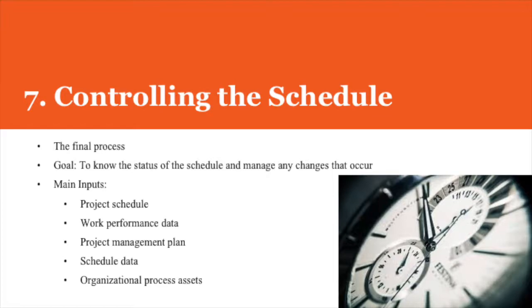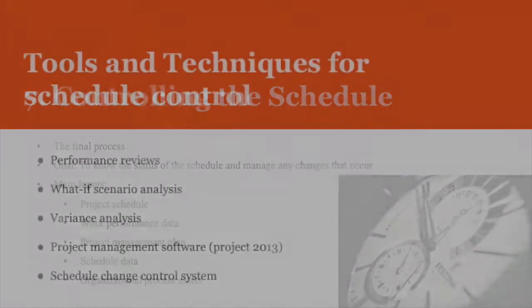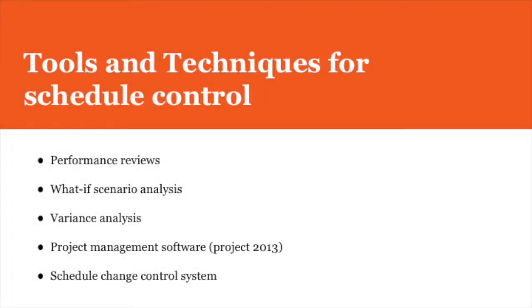The main inputs to schedule control are the project schedule, work performance data, the project management plan, schedule data, and organizational process assets. Some tools and techniques that are used in controlling the schedule include, but are not limited to, performance reviews, what-if scenario analysis, variance analysis, project management software such as Project 2013, and a schedule change control system.